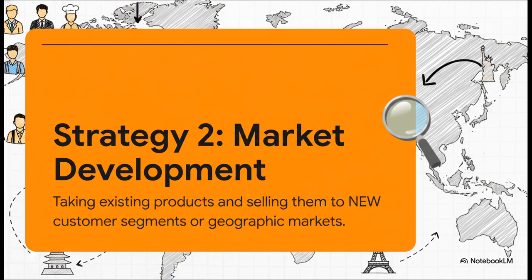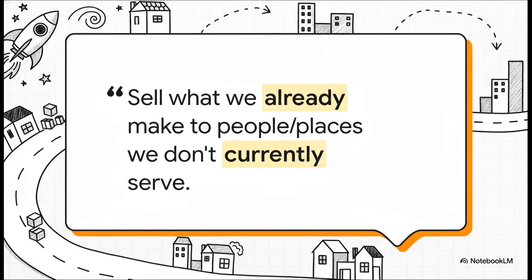Okay, strategy number 2 is market development. This is where you take your winning product, something you know works, and you take it on the road to find a whole new audience. This could mean opening up in a new city or a new country, or maybe even targeting a totally different type of customer you've never sold to before. So the key here is you're not changing the what, you're changing the who and the where. You've got a proven formula, you know it sells, now it's just about finding new homes for it.